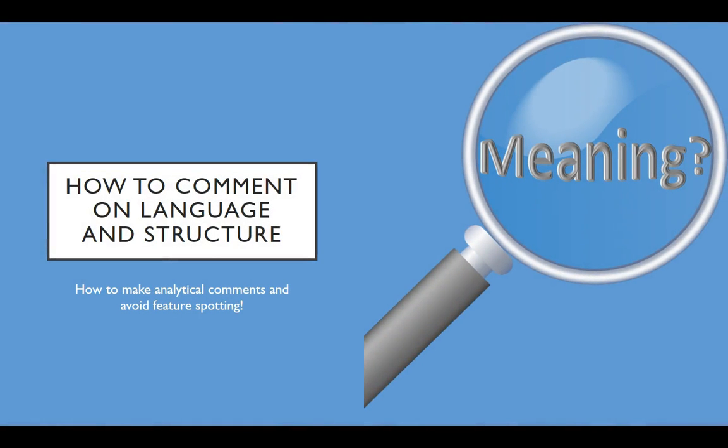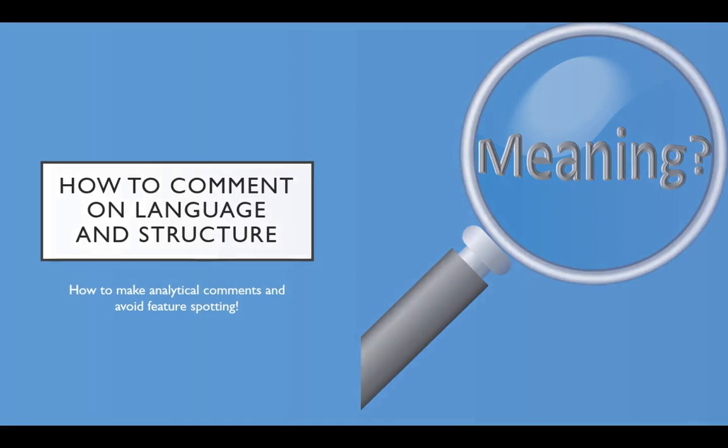Okay, so having identified specific language and structural features, you now need to understand the kinds of analytical comments that you need to make so that you avoid the trap of simply feature spotting, just listing all of the features that are there without actually offering any comment on the effect that they're having.